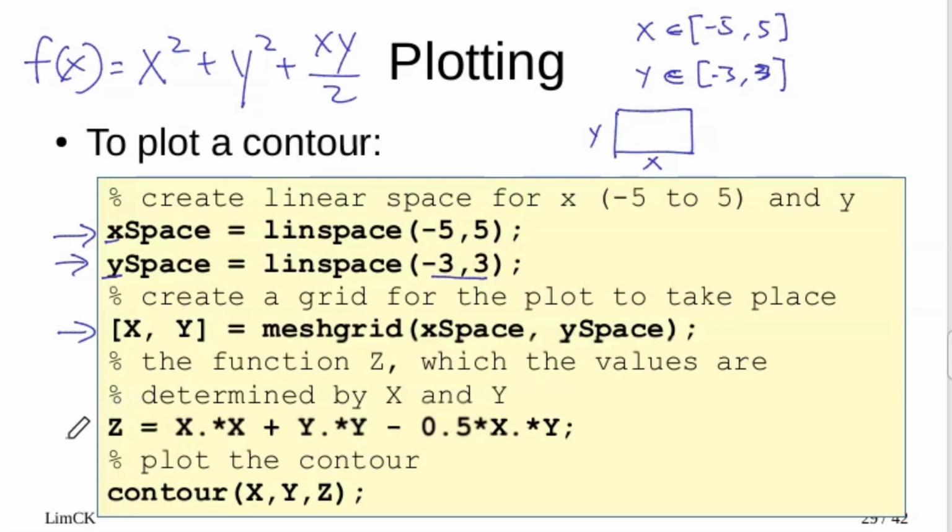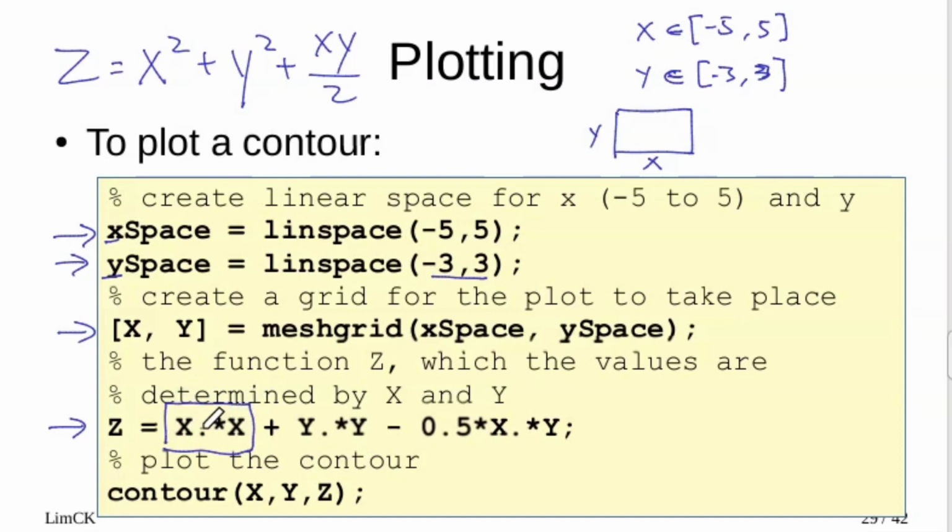Now in line 4, we define the function. You see this is x squared plus y squared minus xy divided by 2. Let me explain this one. The function f(x, y) has two variables x and y. Instead of calling this f(x, y), I just call it z. So z is equal to x squared, which is x times x.